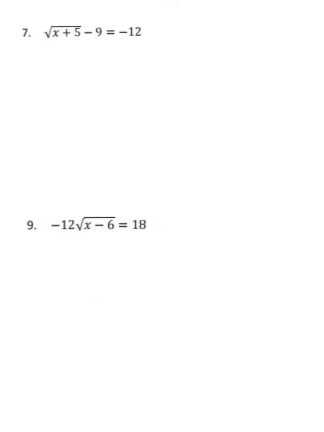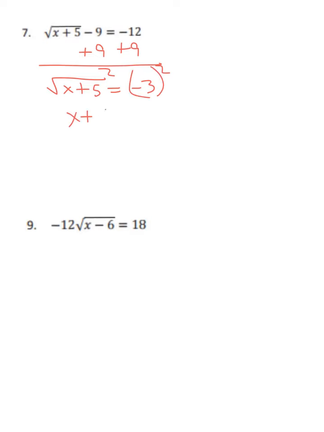All right, as always, go ahead and, if you want, try it on your own and then check with me. Pause the video and come see what I did. All right, I'm adding 9, first of all, to both sides. Square root of x plus 5 equals 3. Square both sides. So I get x plus 5 equals 9. Move my 5 over, and my answer says, hey, it's 4.